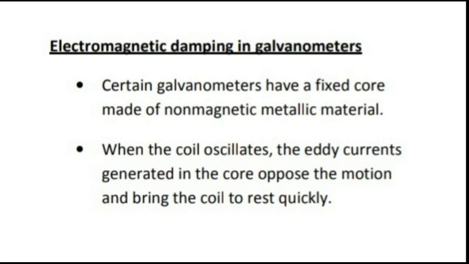Electromagnetic damping in galvanometers. In galvanometers, actually, there is a spring to provide counter torque. We have already discussed this in MCGs. But in certain galvanometers, we are using the method of electromagnetic damping instead of a spring. So when the coil oscillates, eddy currents generated in the core oppose the motion and bring the coil to rest quickly. So without using the spring, we can obtain this electromagnetic damping in galvanometers.